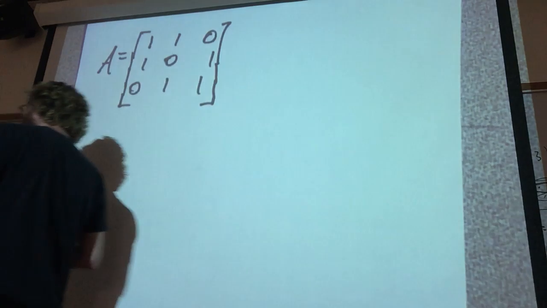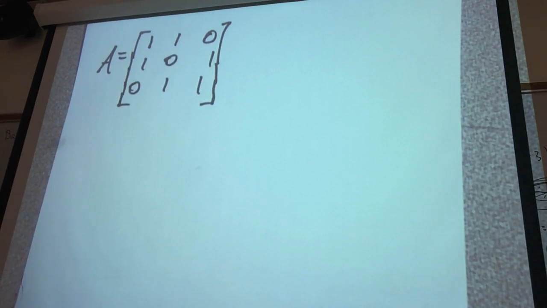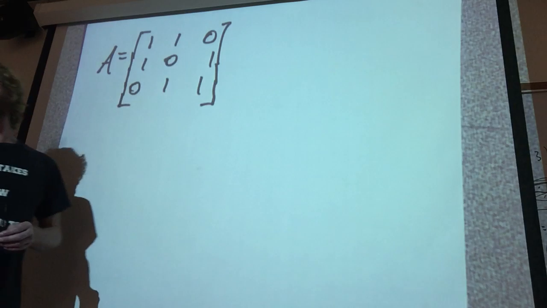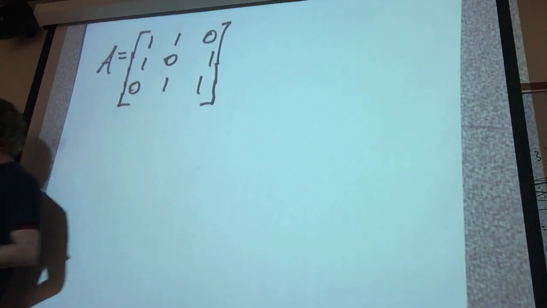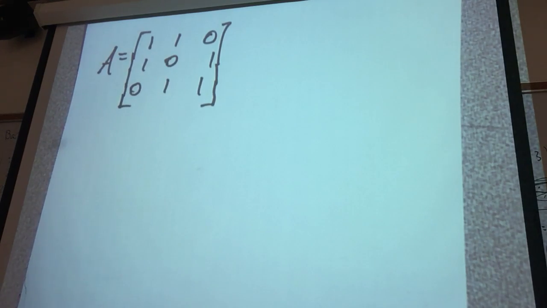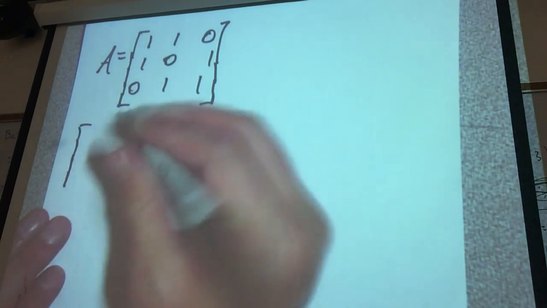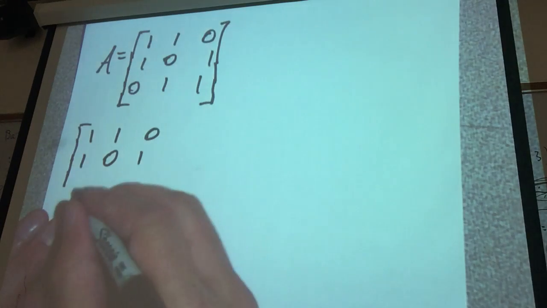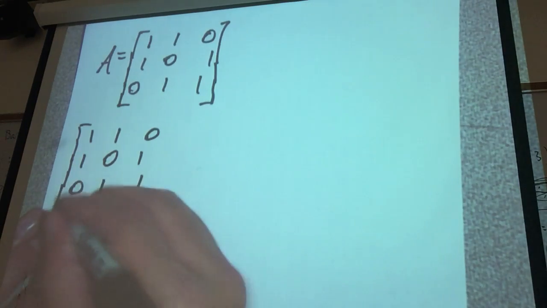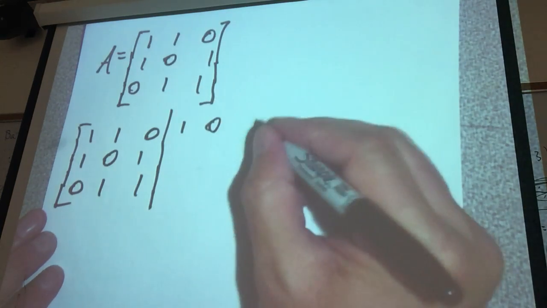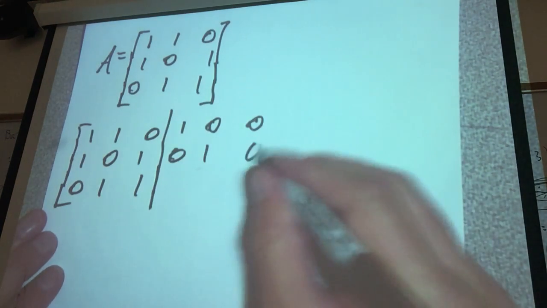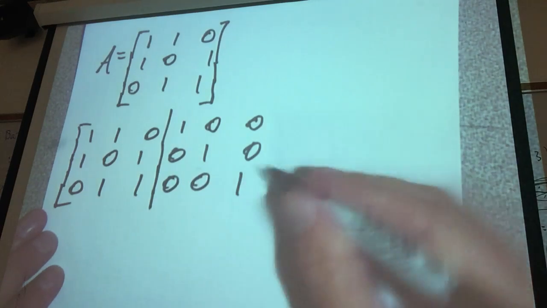So what are we going to do? We're going to augment this with the identity matrix and try to move the identity matrix over to the other side. Okay? So let's say, all right, we'll start with this one on this side: 1, 1, 0, 1, 0, 1, 0, 1, 1. Okay? Now augmented with 1, 0, 0, 0, 1, 0, 0, 0, and 1.